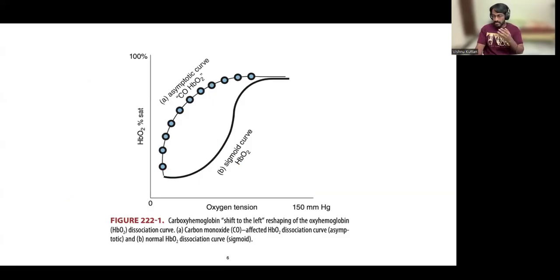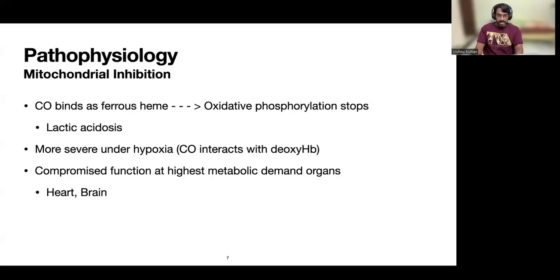And this is a graph from Tintinelli showing that it can shift the oxygen dissociation curve to the left. And this is what we already talked about, how carbon monoxide binds with the heme part and stops oxidative phosphorylation. It causes some amount of lactic acidosis, and it is more severe under hypoxic conditions. That is, carbon monoxide interacts more with deoxyhemoglobin. And obviously, the function is compromised at the highest metabolic demand organs in the body.